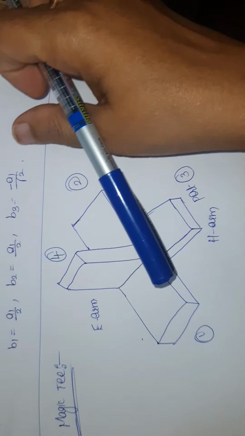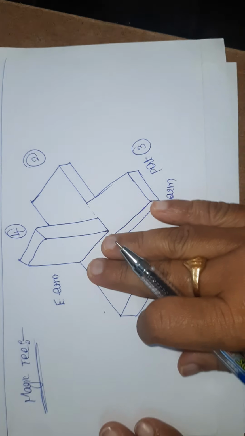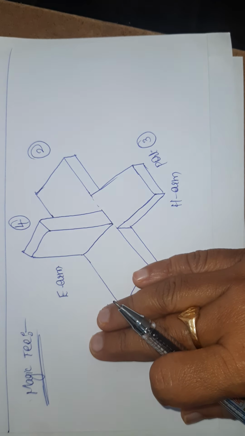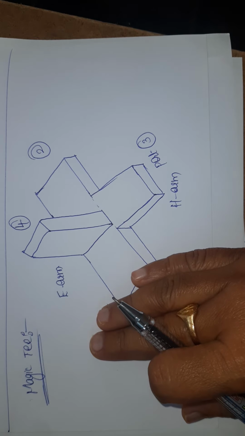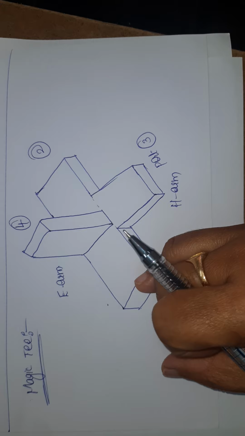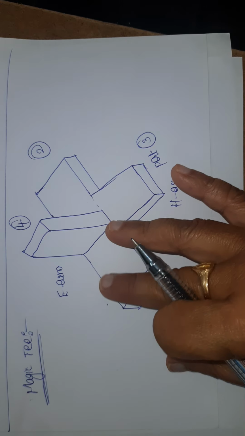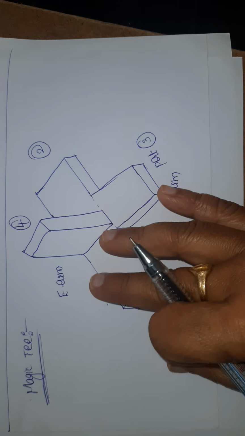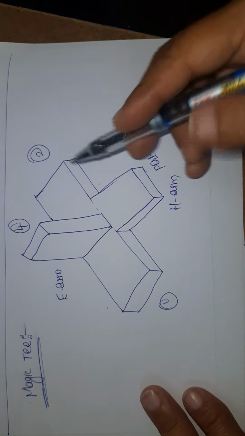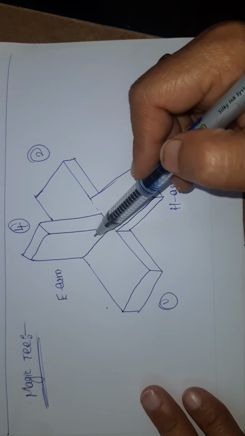Hello everyone. Now I am going to discuss the magic tee. The magic tee is also called the E-H plane tee or hybrid tee. It is called the E-H plane tee because we combine the E plane tee and H plane tee together to get four ports. Here the H arm is port 3 and the E arm is port 4.